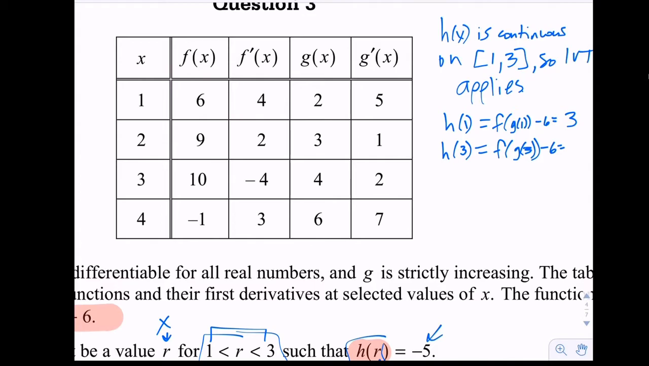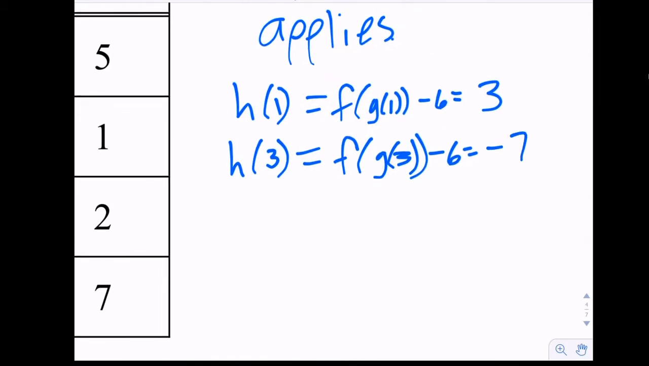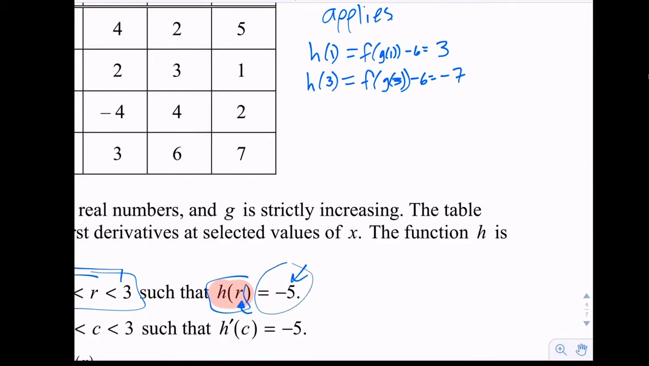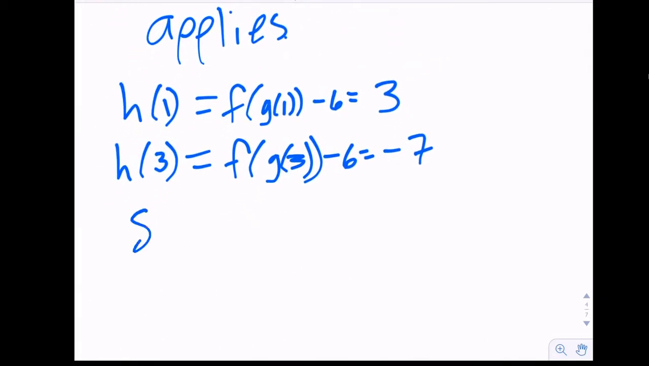All right. F of g of 3. What's g of 3? 4. So now what's f of 4? Negative 1. What's negative 1 minus 6? Negative 7. We're trying to prove that what y value exists? Negative 5. There's no way to go from x equals 1 to x equals 3, as we go from y equals 3 to negative 7, through a continuum without passing through what value? Negative 5.